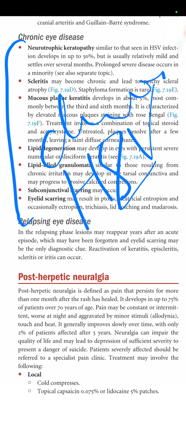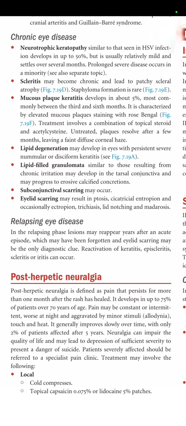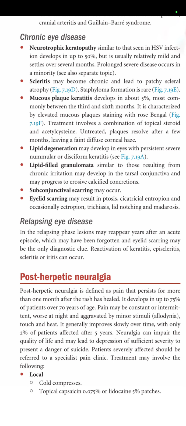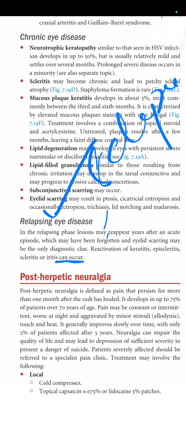Relapsing eye disease. In the relapsing phase, lesions may reappear years after an acute episode which may have been forgotten, and eyelid scarring may be the only diagnostic clue. Reactivation of the keratitis, episcleritis, scleritis, and iritis may occur. So we can get the clue that the disease has relapsed because of the previous eyelid scarring.